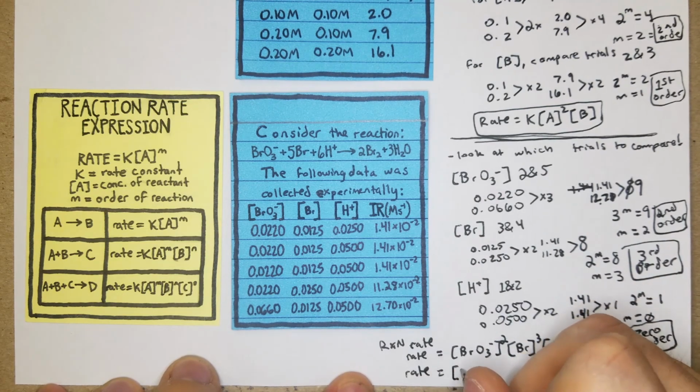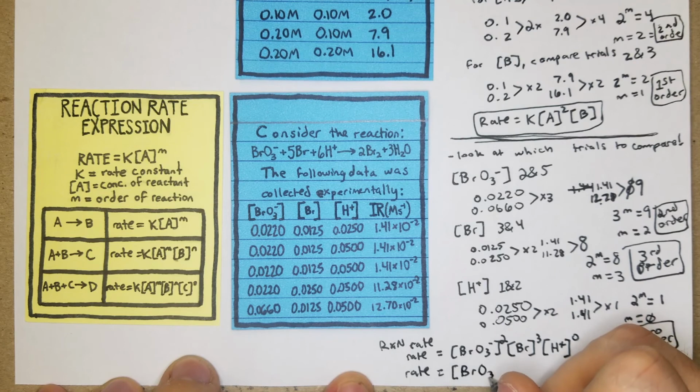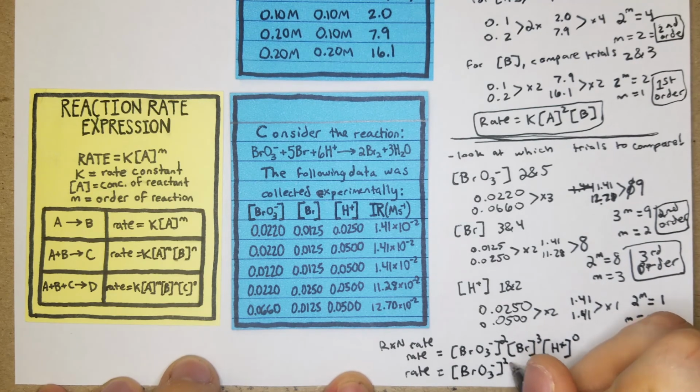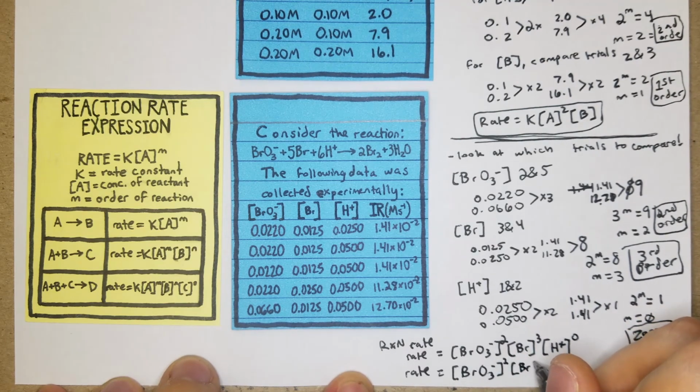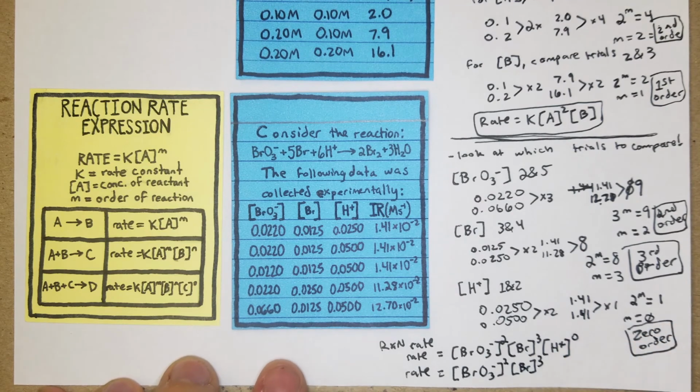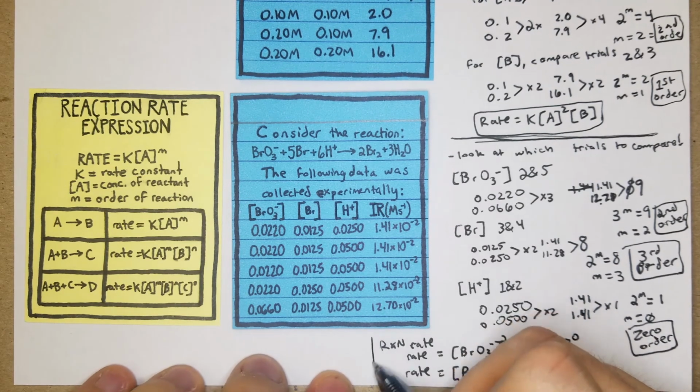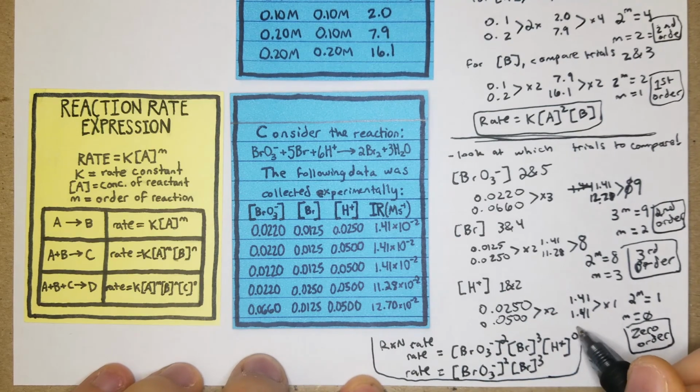Now, this is the way that you can also write it. You won't be wrong to write it this way, just completely omitting the H+. Because like I said, if it's 0 order, any amount of it won't affect the speed of the reaction. So either of these answers can be correct.